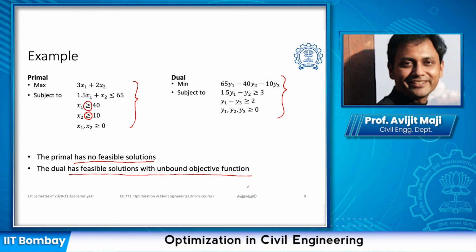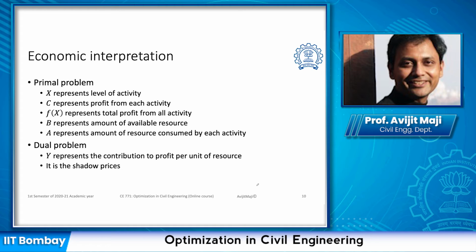Now, this duality has some important use, and that use we'll discuss now. To understand that use, we need to understand the economic interpretation of the various components in the primal problem and the dual problem. In the primal problem, we have the design or the decision variables x. Those variables represent the level of activity within the problem. Then we have the coefficients in the objective function. Those coefficients actually represent the profit that can be earned from each of these activities, which is indicated by C. When we estimate the objective function value, that indicates the total profit from all the activities applicable.